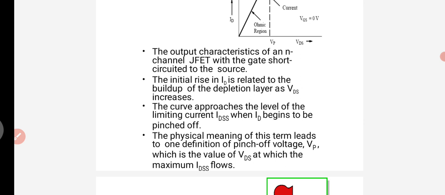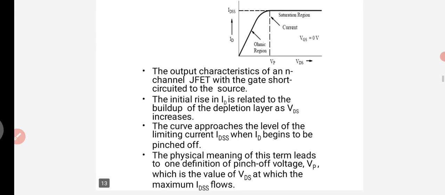So here the pinch off voltage is where VDS is equal to Vp. At this point we can get the maximum current, that will be called as IDSS.